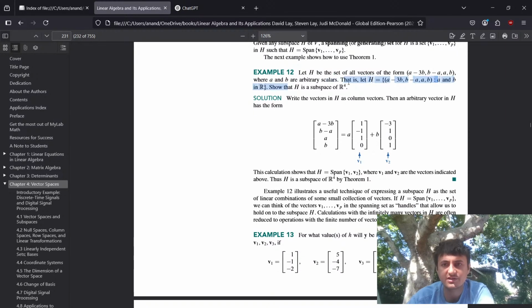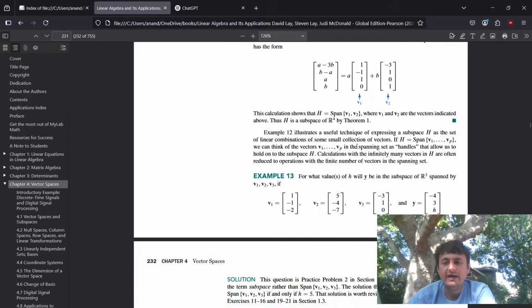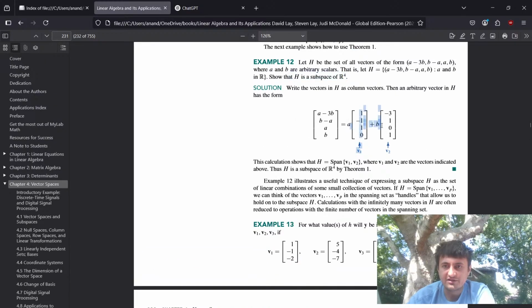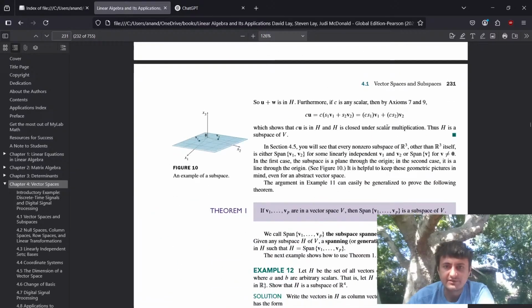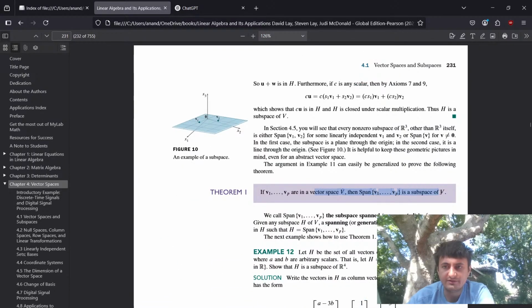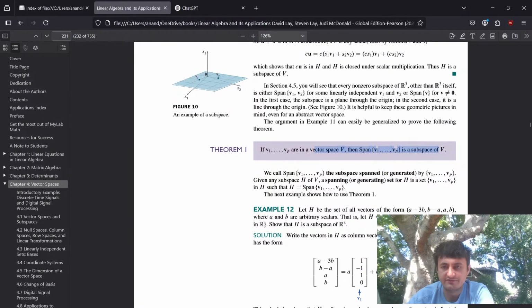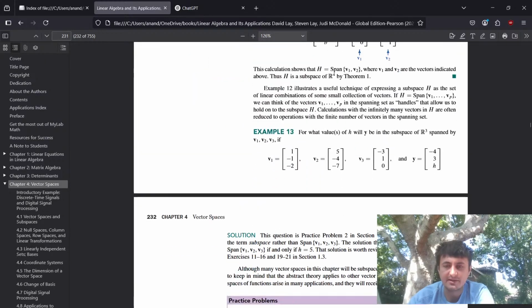You have to show that H is a subspace of R4, and we did that by writing them as linear combinations of 2 vectors in R4. And since this is the definition of span, and by theorem 1, then this is V1, this is V2, therefore this is a subspace.